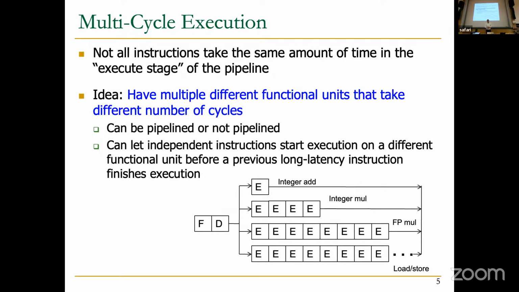Now, if you actually have a system like this, you can let independent instructions start execution on a different functional unit before a previous long-latency instruction finishes execution. For example, you fetch an instruction, you decode it. It happens to be a multiply, and this multiply is going through the multiply pipeline. Then you fetch another instruction and decode it. It happens to be an add instruction, and this add is independent of the multiply. Pipelining says that you should be able to continue execution of this independent add instruction, and you send it to this functional unit.